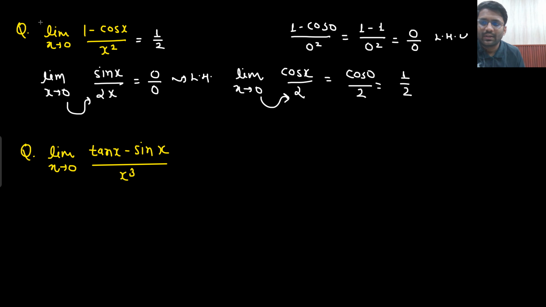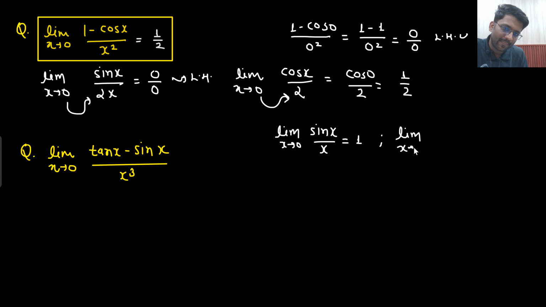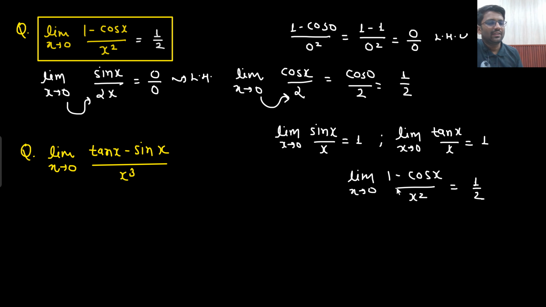Try remembering this. It should be there in your mind. Limit x tending to 0, sin x by x equals 1. Limit x tending to 0, tan x by x also equals 1. And limit x tending to 0, 1 minus cos x divided by x square equals 1 by 2. Otherwise you can remember, sir, 2 time differentiation. Minus sin x would come, cos x, then minus sin x would come, then cos x would come. So cos x divided by 2, cos 0 will be 1 by 2. So these should be there in your mind.